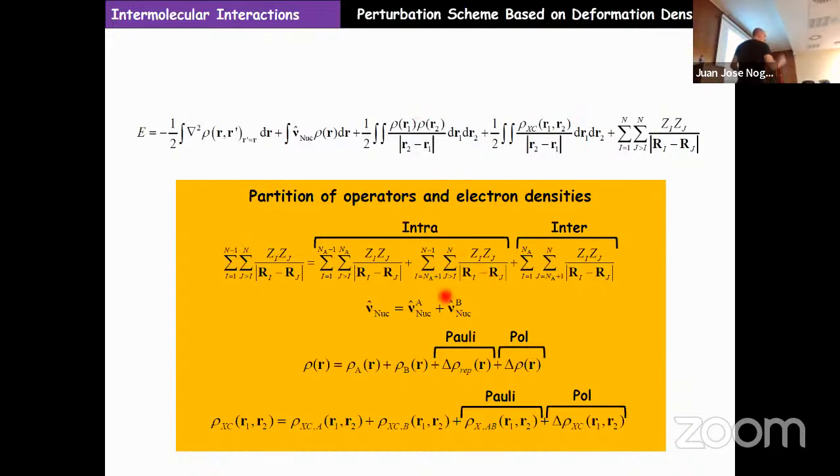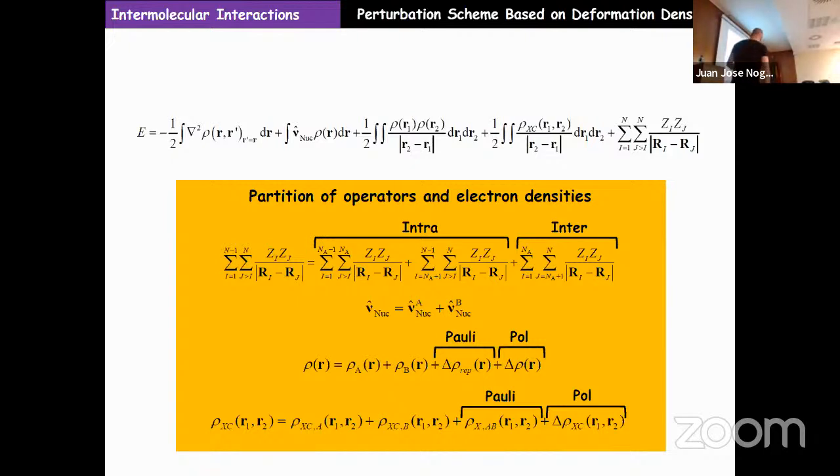Well, this is the kinetic energy, this is the nuclear term, and now what I'm going to do is to partition the operators and the densities into intramolecular and intermolecular. Okay, first the simplest, the nuclear repulsion term. I can talk about nuclear repulsion intramolecular in fragment A, fragment B, and the intermolecular between the nuclei from different fragments.